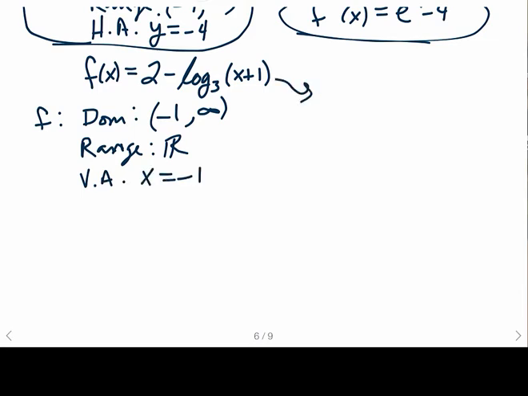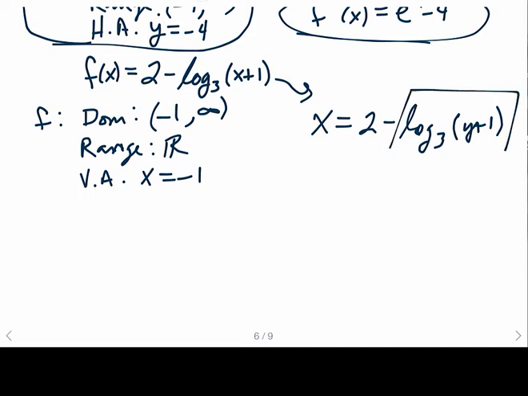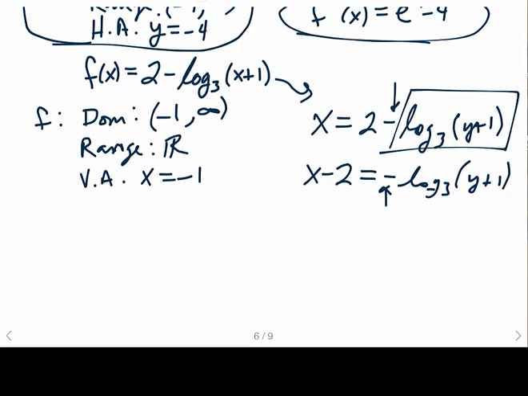Now, using the switch and solve technique, we're going to write down x is equal to 2 minus log base 3 of y plus 1. Again, it's weird, I'll grant you. First, we're going to isolate the logarithmic term. So I have that x minus 2 is equal to negative log base 3 of y plus 1. And now I have this negative in front of the log term because it was 2 minus the log. A lot of people lose that negative, by the way.